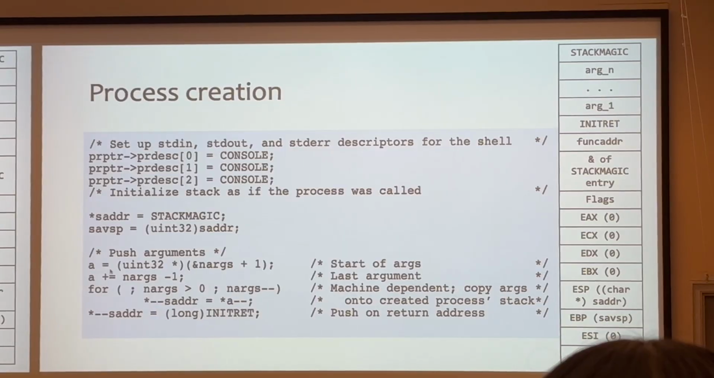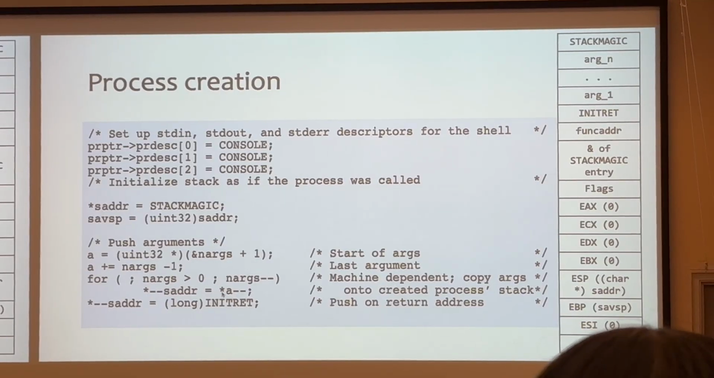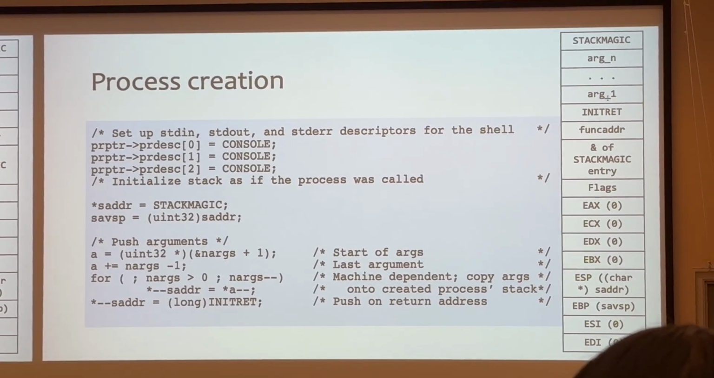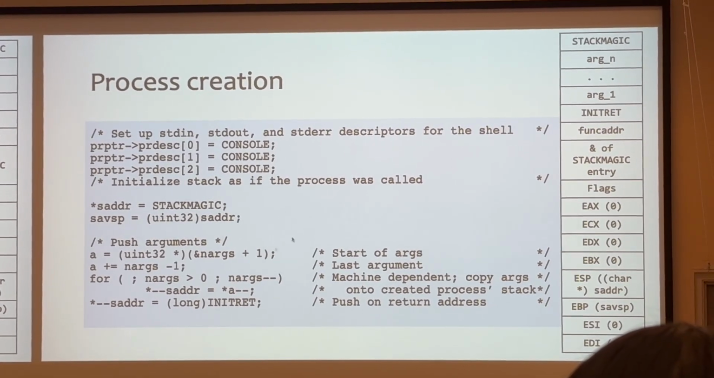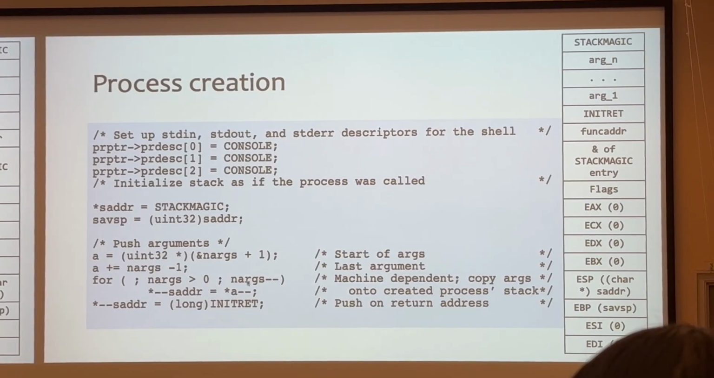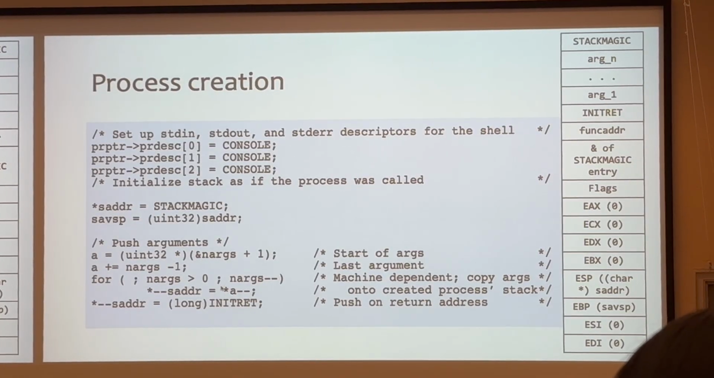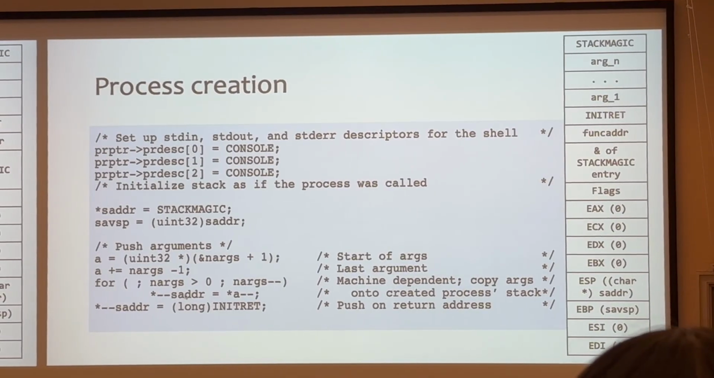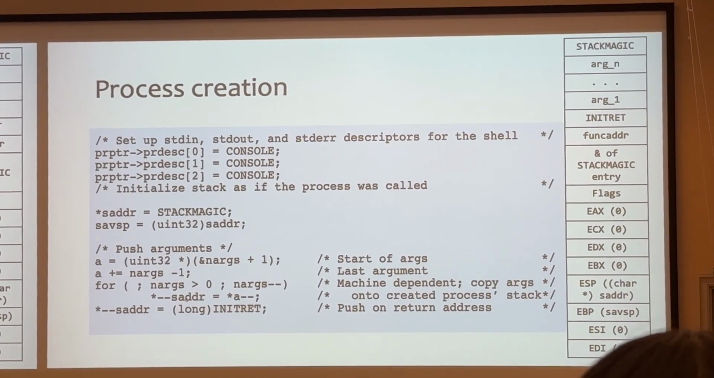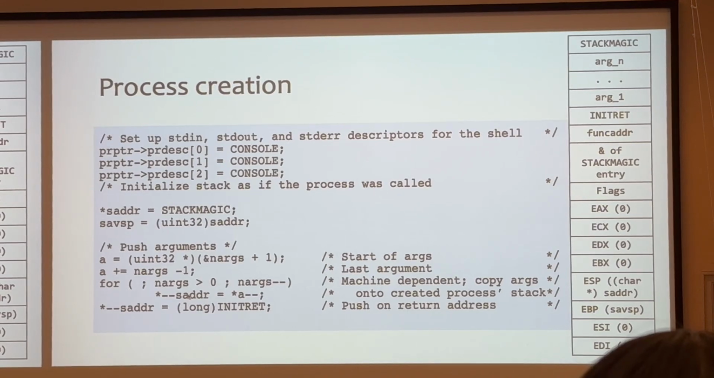So you can see that here, whenever we push an argument, argument n down to argument 1, in this loop over the number of arguments, we are pushing the arguments that we use to run this process onto the stack. And it happens like this. Every time we push an argument onto the stack, we change this saddr, which is a pointer we use as a stack pointer. This saddr is essentially the stack pointer.